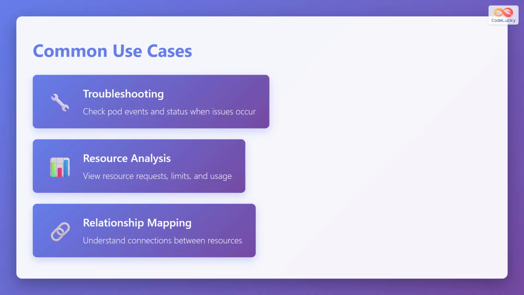There are 3 main use cases for kubectl describe. First, troubleshooting. When issues occur, you can check pod events and status to understand what went wrong. Second, resource analysis. You can view resource requests, limits, and current usage to optimize your cluster. Third, relationship mapping. It helps you understand how different resources are connected and depend on each other.